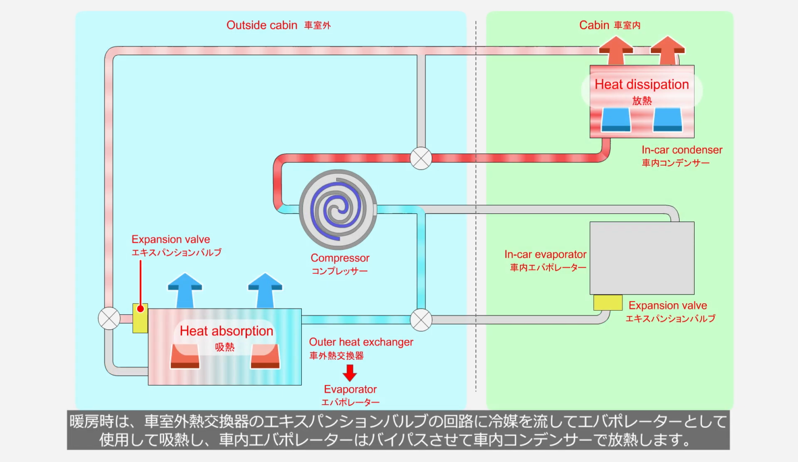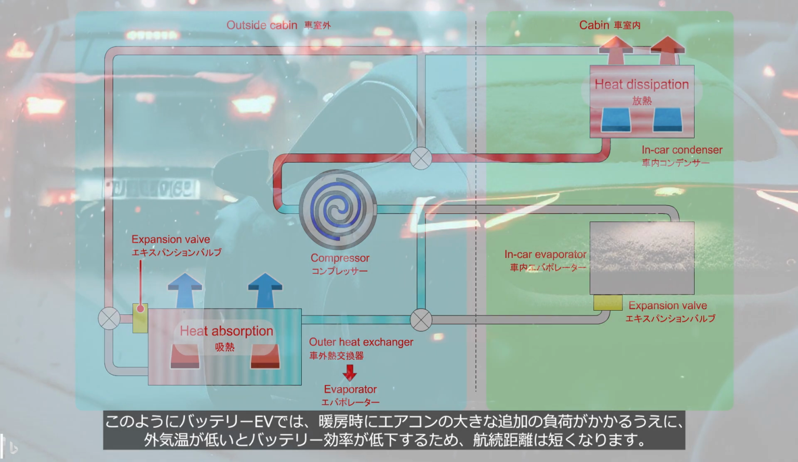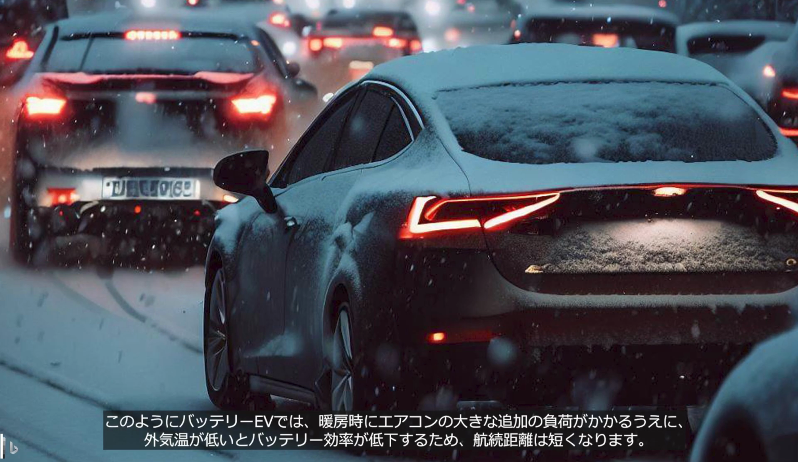When using the heating function, refrigerant flows through the expansion valve, and the outer heat exchanger works as an evaporator for heat absorption. The in-car evaporator is bypassed, and heat dissipation is carried out by the in-car condenser. In this way, battery EVs experience a significant additional load on the air conditioning system during heating, and coupled with lower ambient temperatures leading to reduced battery efficiency, the driving range is shortened.